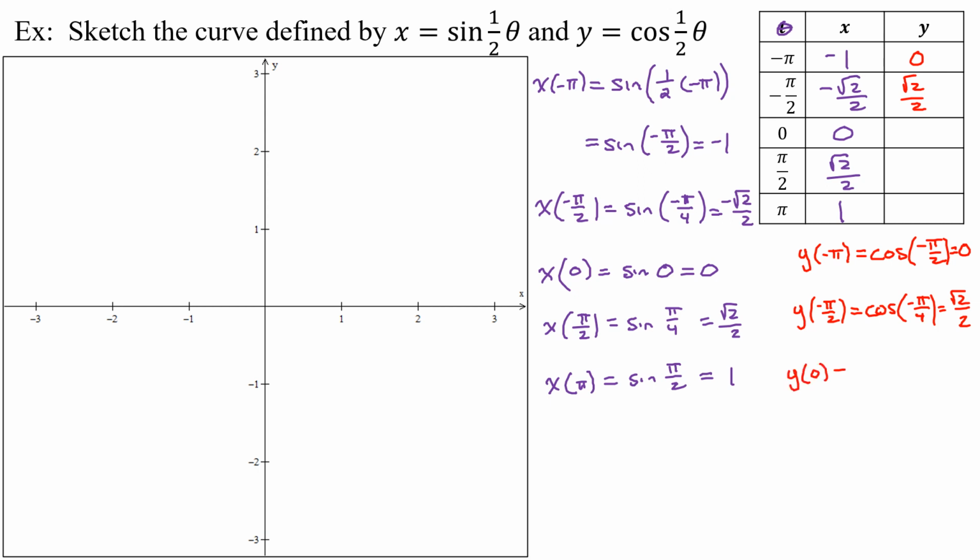If you plugged in 0, you would be at cosine of 0, which is 1. If you plugged in pi over 2, you would be at cosine pi over 4, which is root 2 over 2.